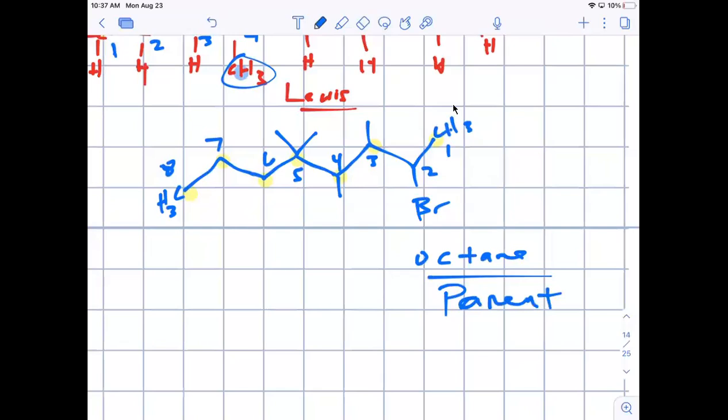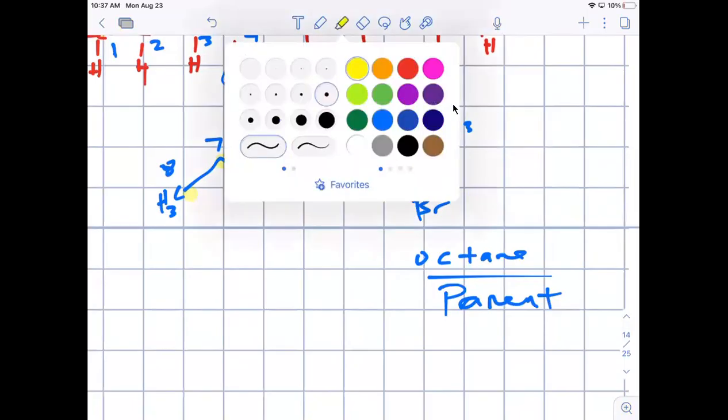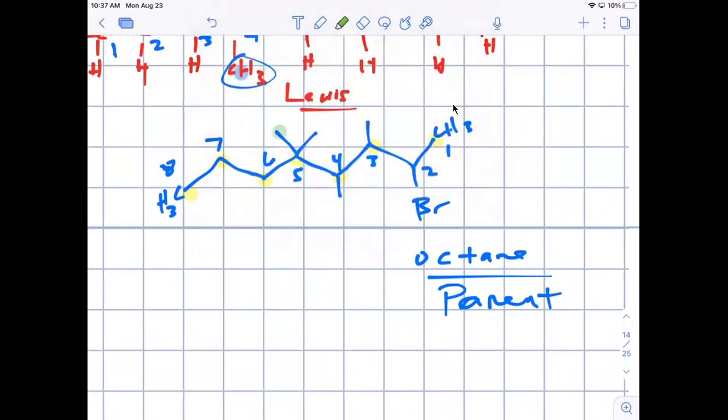I'm not covering nomenclature, I'm just sliding it in here because it fits. So octane is my parent because it's 8 carbons. Where are my substituents? Those are the groups that are on the backbone. The 8 carbon chain is my backbone, and everything that's not a part of that backbone, we call a substituent. What do you see? Bromine, that's 1. And what's the other one? The CH3. Anybody know what that's called?